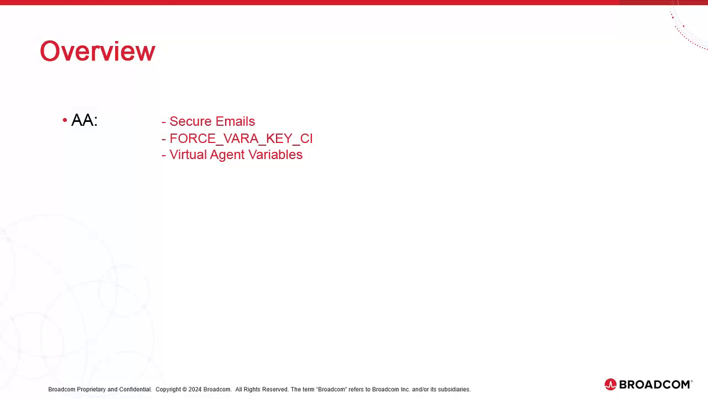The following are the new features and improvements included in Service Pack 2106. Automic Automation can now use secure SMTP to send emails secured with TLS. We can force the use of case-insensitive variables using a UC system settings variable called force_var_key_ci. And finally, we have agent variables in the configuration INI files for variable agents.